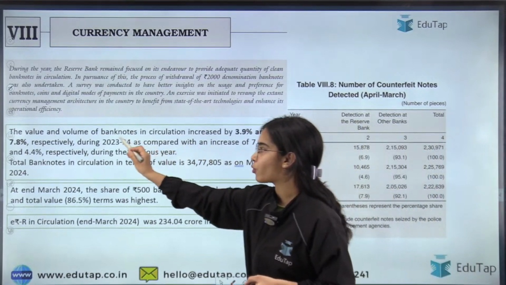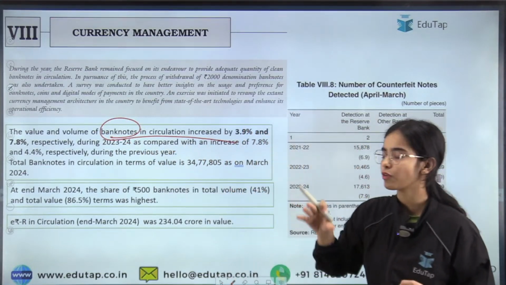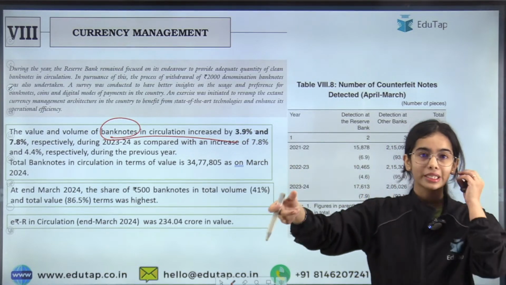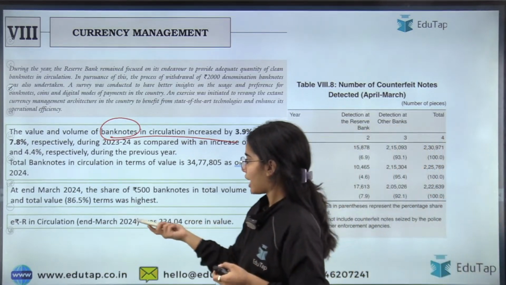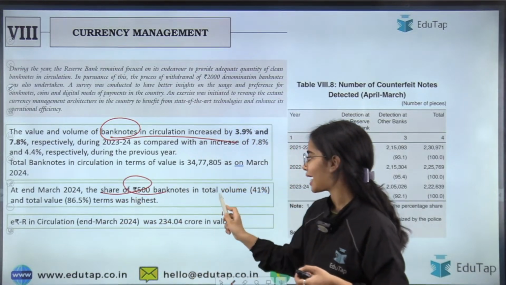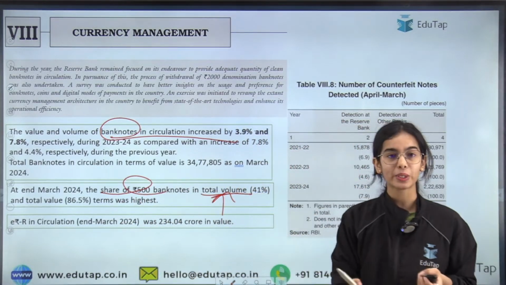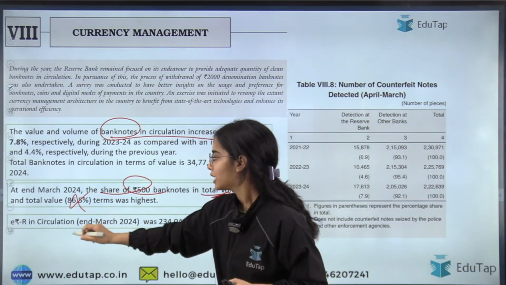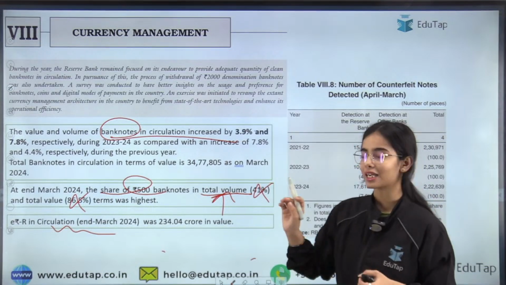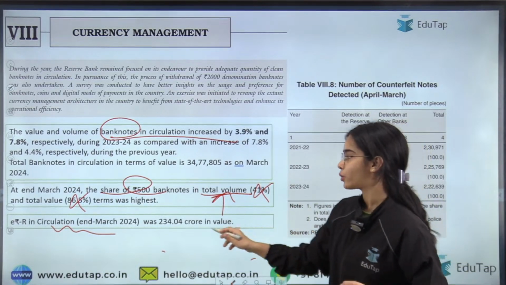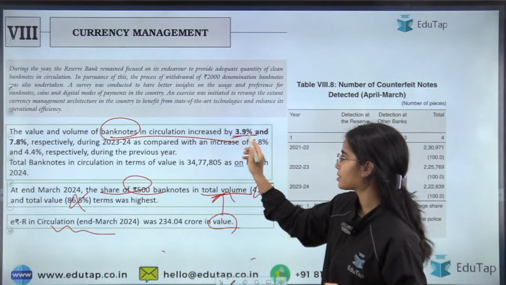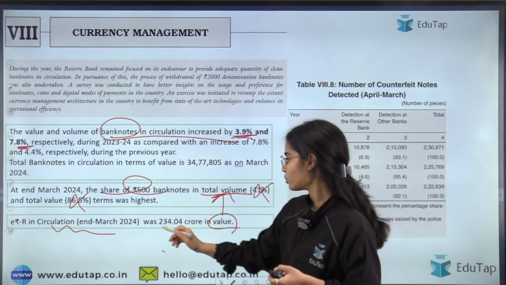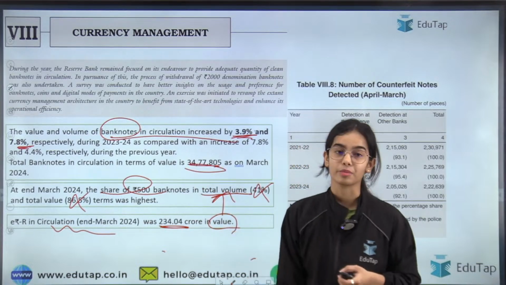So the value and volume of banknotes is important, especially for the current financial year for which the data has come. Okay. As well as the share of 500 notes is high in both the volume category and value category. Even if you are not able to remember that data point, it is not important here. E-rupee in circulation, remember the number, that is 234.04 crore in value. Only the data point that is important here is this data point. Okay, in percentages, in value, this data point and this data point is important.